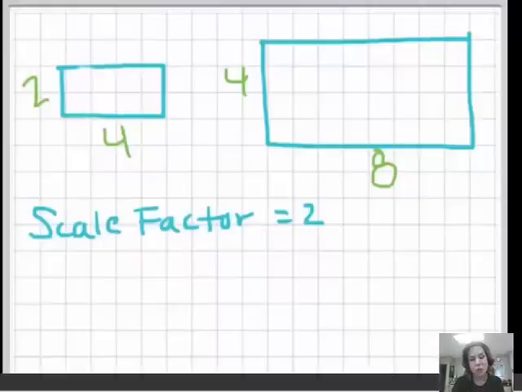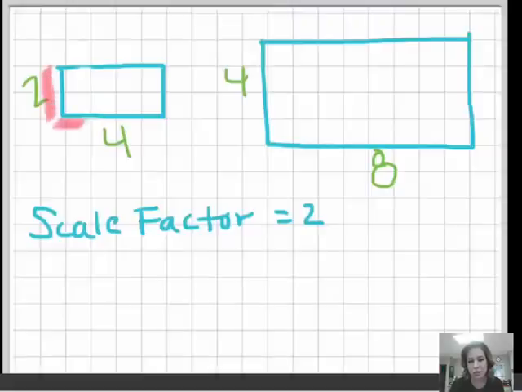Hi guys, in this video we're going to be looking at how does scale factor affect finding the perimeter and the area of the new shape. So if you notice here, we have a shape that's 2x4, and then we have a shape that is a 4x8, and so this rectangle has been enlarged to create this new rectangle by a scale factor of 2.